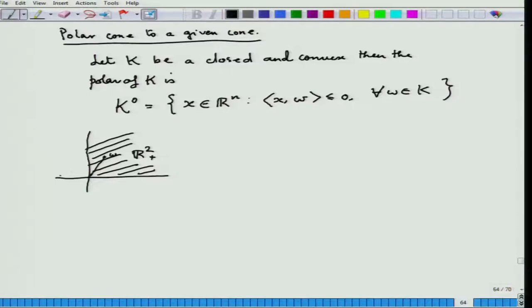I want all those vectors v which will make an obtuse angle with this, that is, the angle has to be more than 90 degrees. So, all the vectors here in this third quadrant will form an obtuse angle. If you take some vector here, it will form an acute angle, any vector here will form an acute angle. So, essentially, if I write R2+, the non-negative orthant, and take its polar, it is nothing but the minus of R2+.